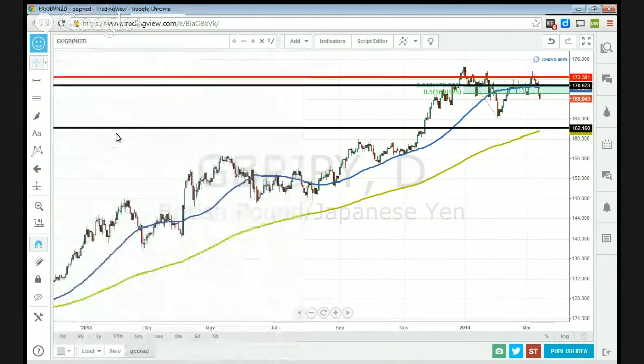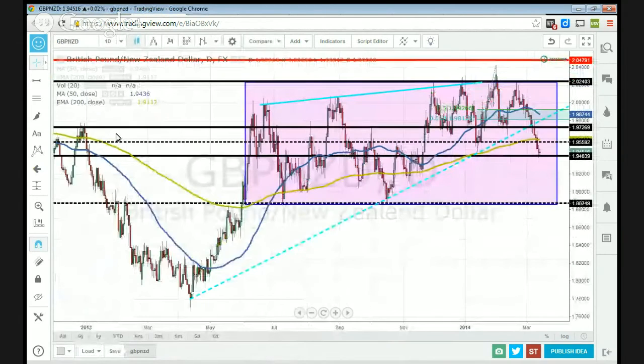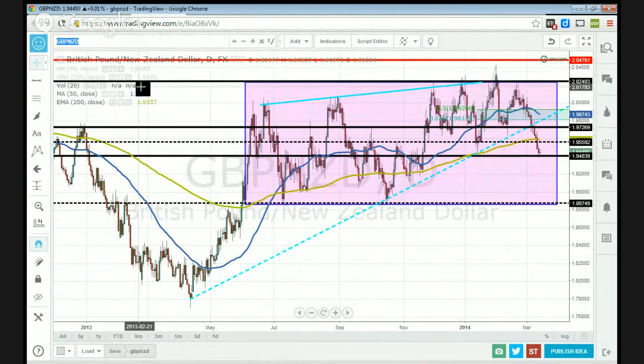Pound Kiwi. Okay, this makes me feel better about my long Euro Kiwi trade because this looks like it's finding support here. So this is definitely the kind of chart where I'd be interested in buying. Let's see if that continues or if it heads down.